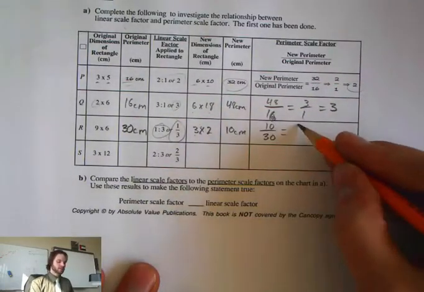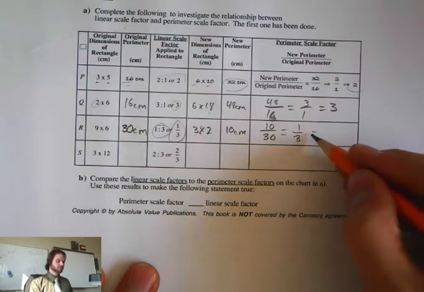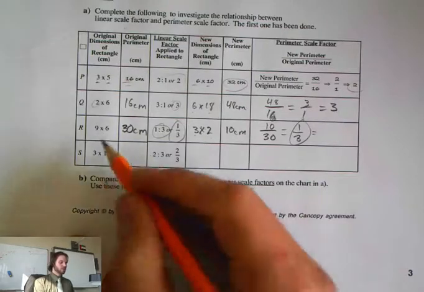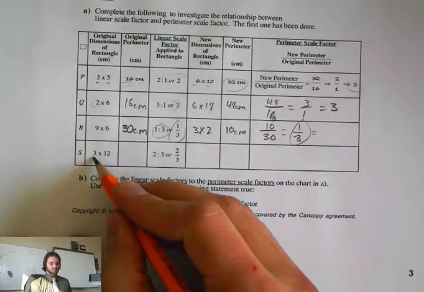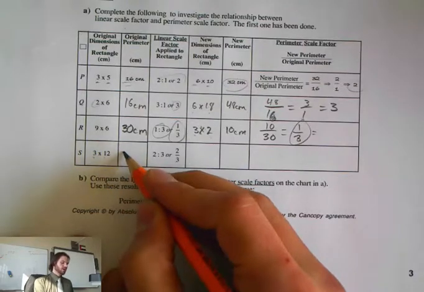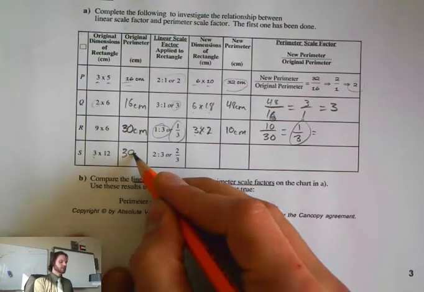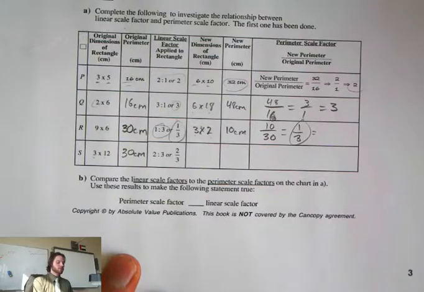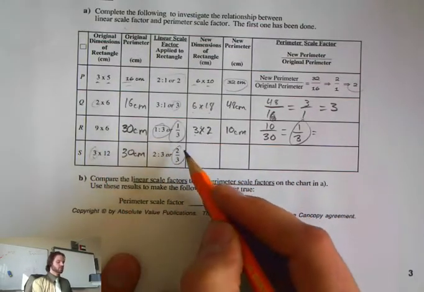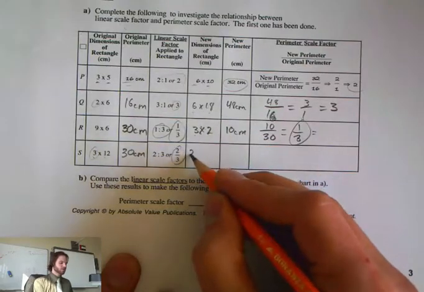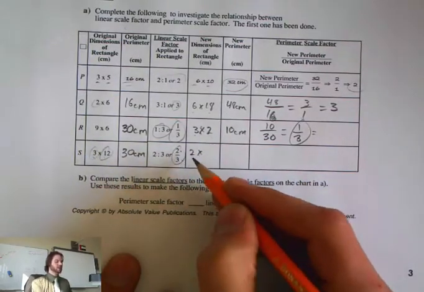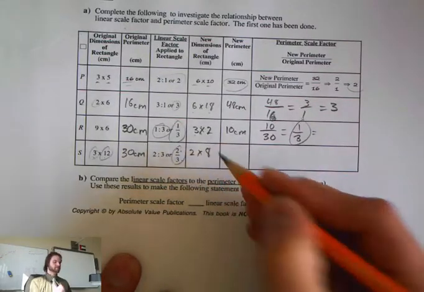Now, we take a look at this. This is 1 over 3. And that can't be simplified anymore. Let's take a look at the next one. 3 by 12. 3 times 2 is 6. 12 times 2 is 24. And so we add those together. That's going to give me 30 centimeters. Okay? Now we want by 2/3. So I'm going to go 3 times 2 divided by 3 is going to give me 2. And then we have 12 times 2 divided by 3 is going to give me 8.